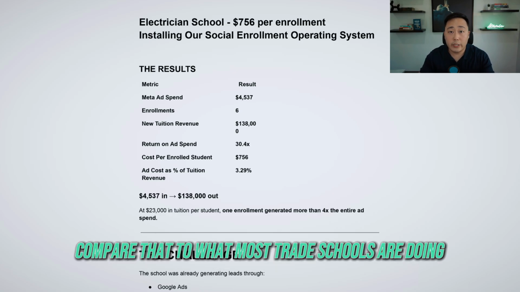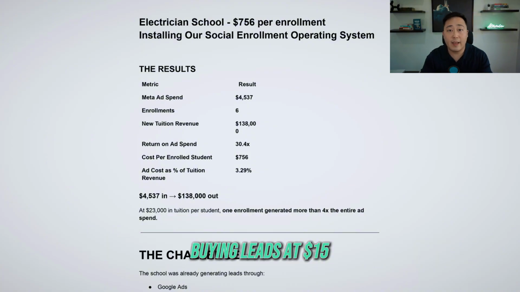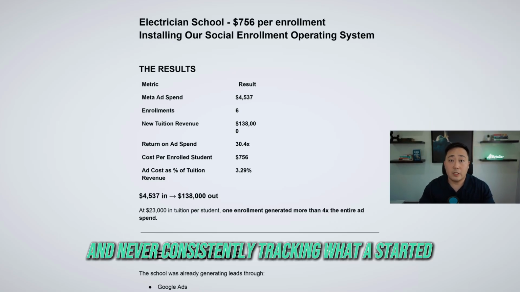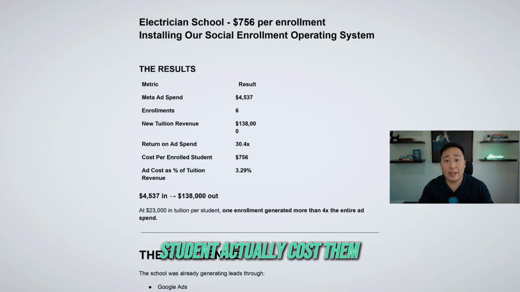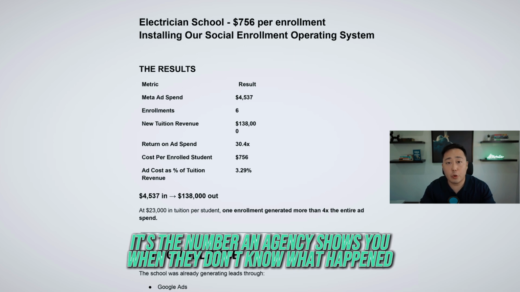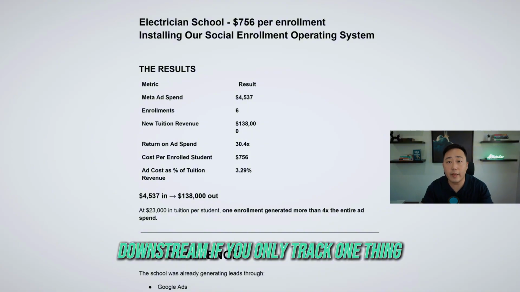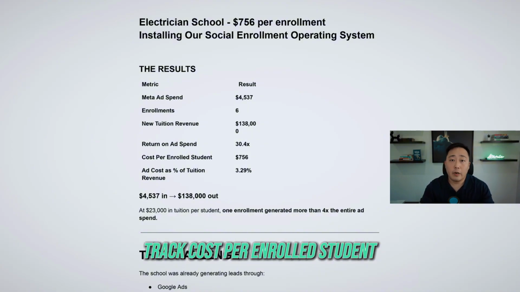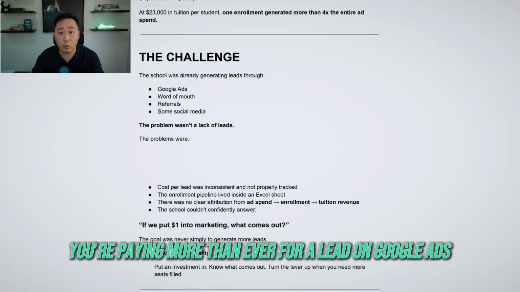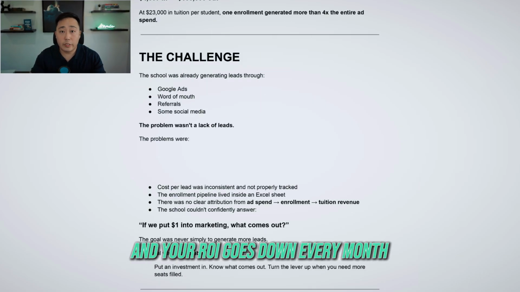Compare that to what most trade schools are doing, buying leads at $15, $20 a lead, feeling good about the cost per lead, and never consistently tracking what a started student actually cost them. Remember, cost per lead is a vanity metric. It's the number an agency shows you when they don't know what happened downstream. If you only track one thing, track cost per enrolled student, or worse yet, you're paying more than ever for a lead on Google Ads, and your ROI goes down every month.